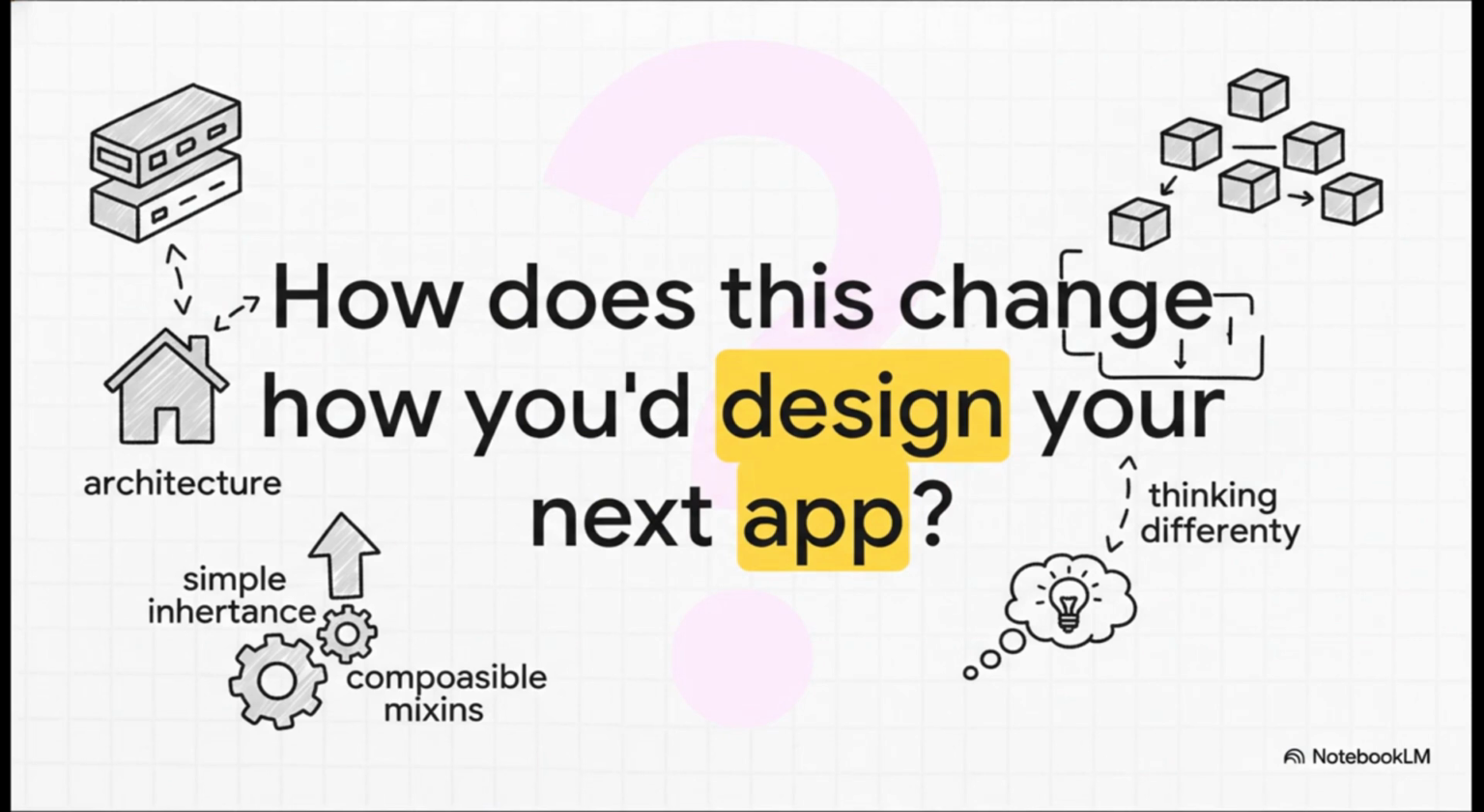So the real takeaway here is to think about how this really flexible model, this blend of simple inheritance and these composable mixins, gives you a totally different way to think about structuring your code. It really pushes you to build your features in these small, modular, reusable pieces. So the question is, how might that change the architecture of your next project?